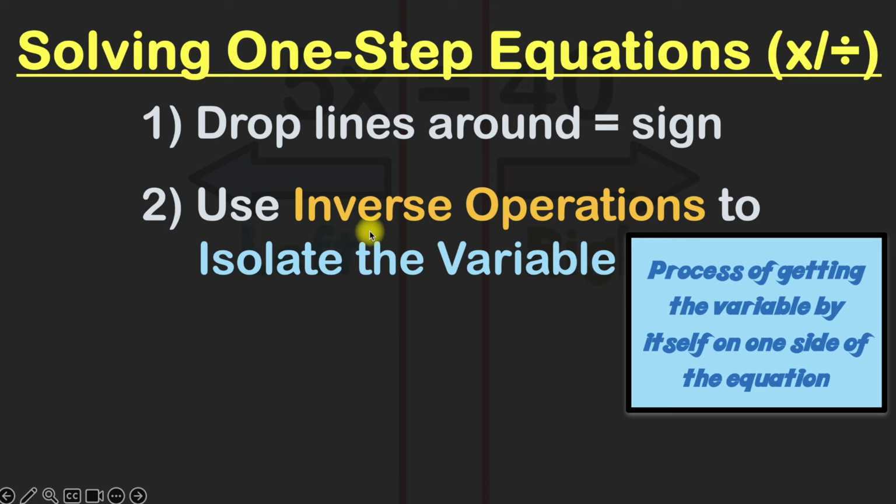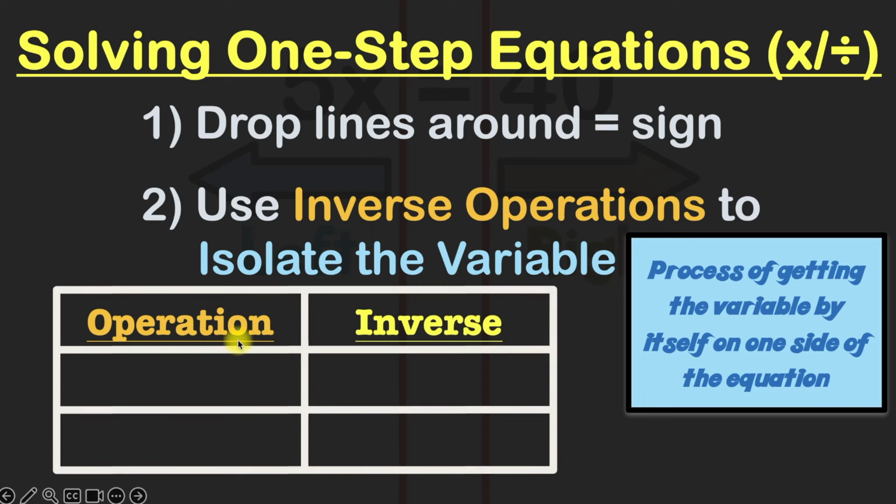And inverse operations are just operations that are the opposite. So for example, if the operation we're using in the equation is multiplication, we'll use the inverse of that, which is division. And if we see the operation division in the equation, then we're going to cancel that out and solve by using the inverse of that, which is multiplication. Let's get back to our equation.